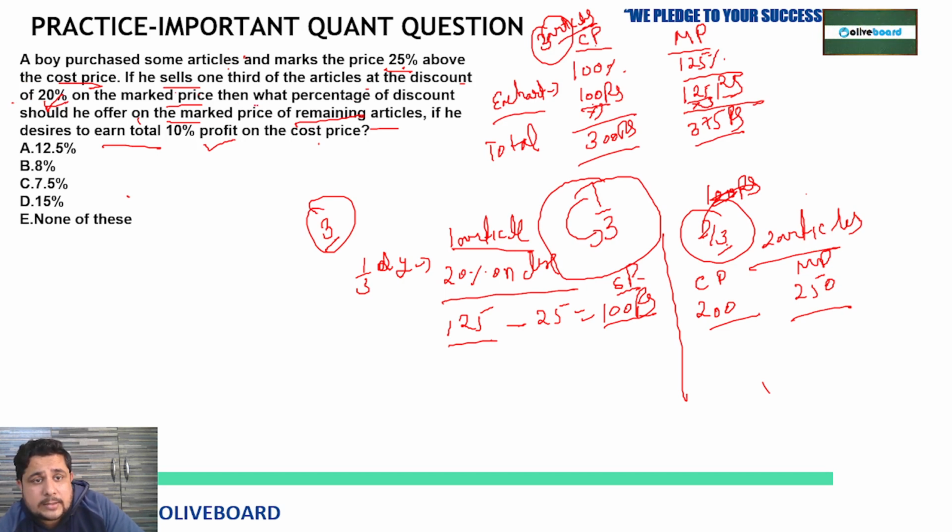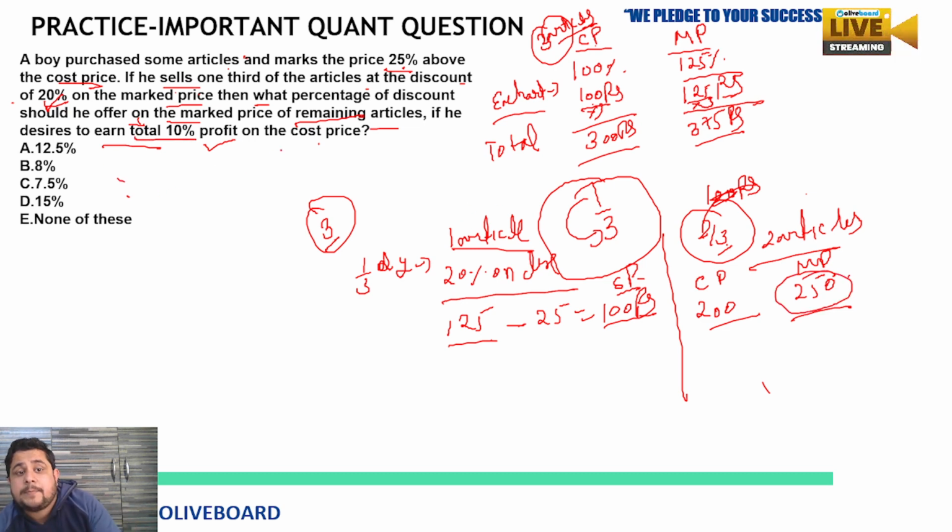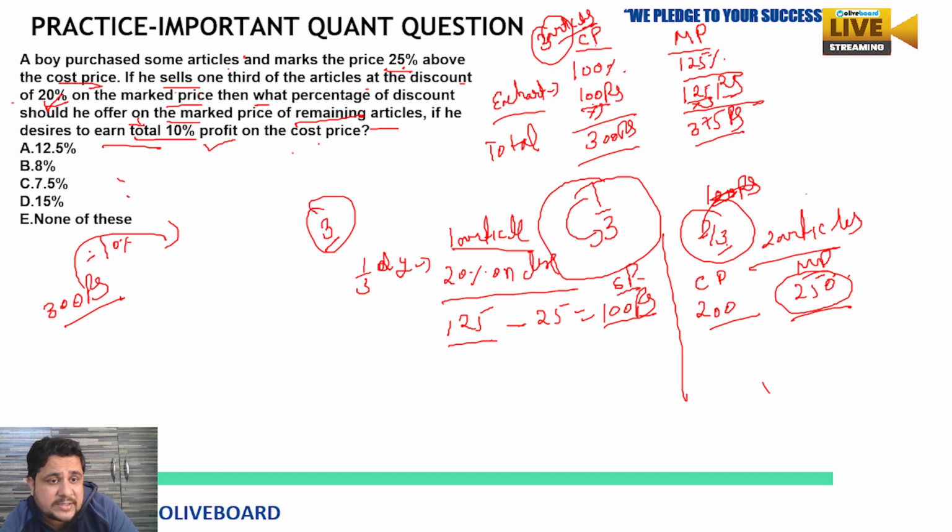Then what percent of discount should he offer on the marked price of the remaining articles? So the marked price of the remaining articles is 250. Fine. If he desires to earn 10% profit on the cost price. So total cost price is how much? 300. We are talking about three articles. So for 10% profit, extra 10%. 10% of 300 is 30. So 330. So overall he must sell those articles for 330 rupees.